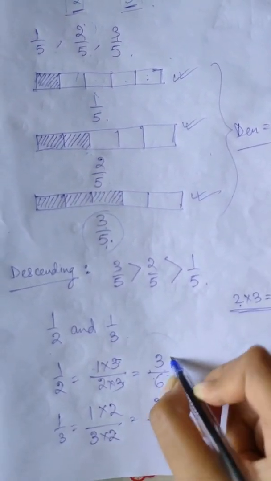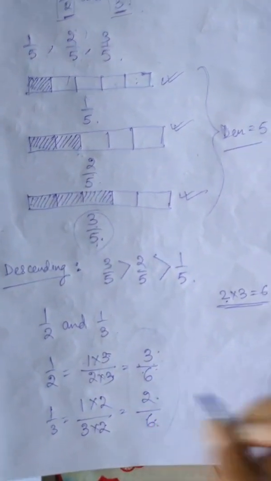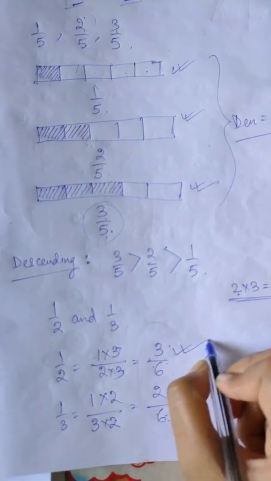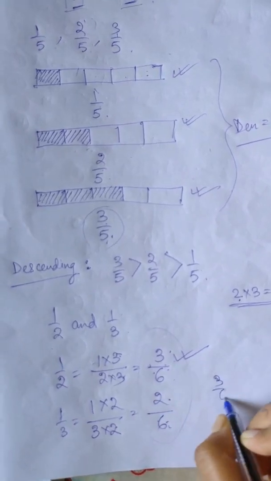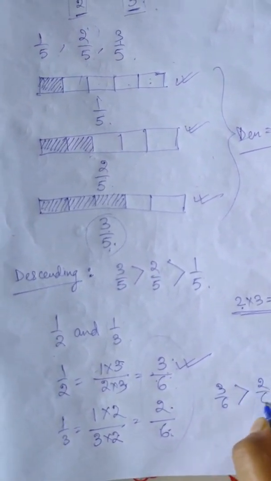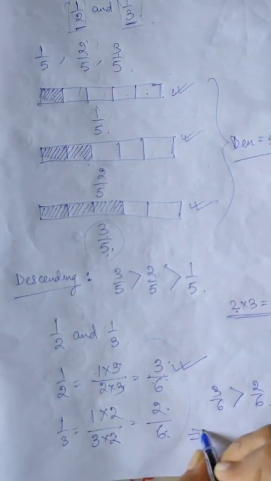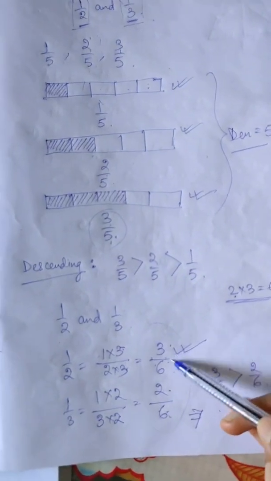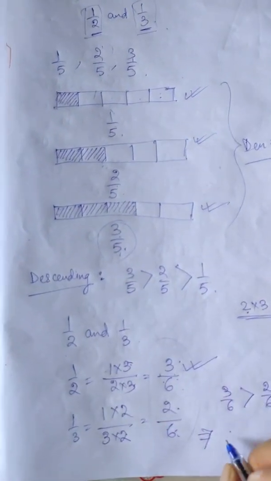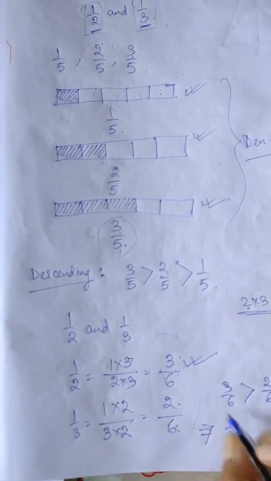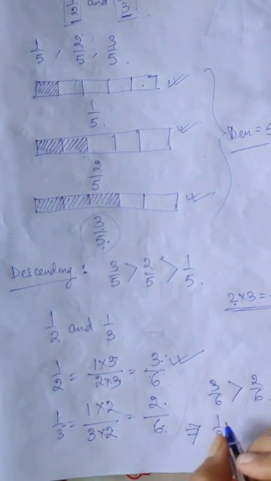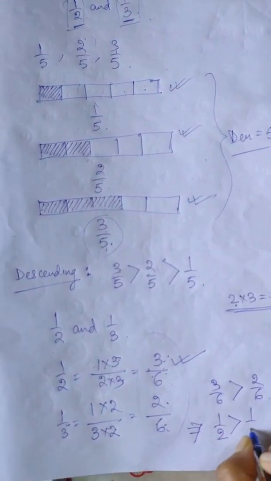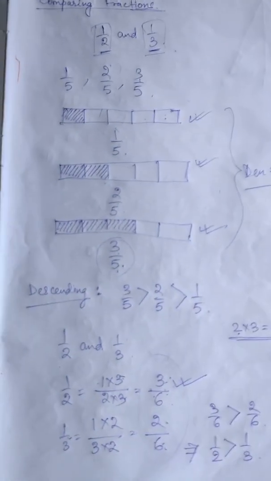Here the numerator is 3 and here it is 2. So which is greater? We can easily say that 3 by 6 is greater. So 3 by 6 is greater than 2 by 6, which also means that the original number of 3 by 6 was 1 by 2. So we can write 1 by 2 instead of 3 by 6, and we will write 1 by 3 instead of 2 by 6. So 1 by 2 is greater than 1 by 3.